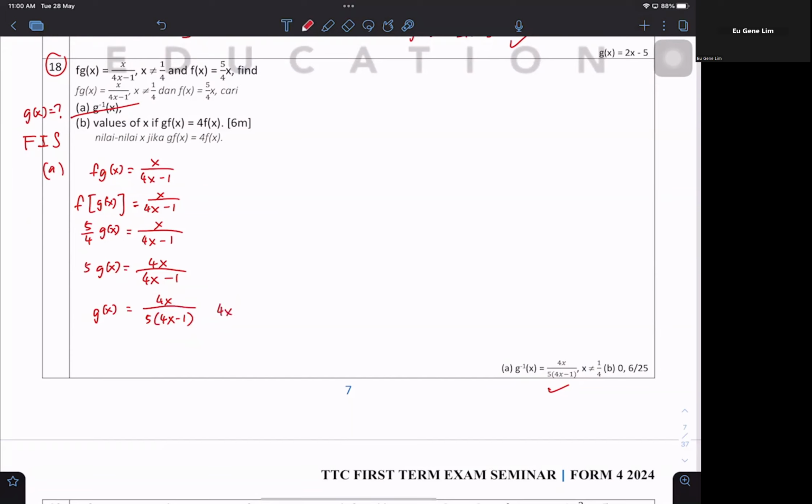Yeah, you need to do that. Like 4x minus 1 cannot be 0. 4x cannot be 1. X cannot be 1 over 4. Yeah, you must always do this also. If you don't do that, then the teacher will minus 1 mark.